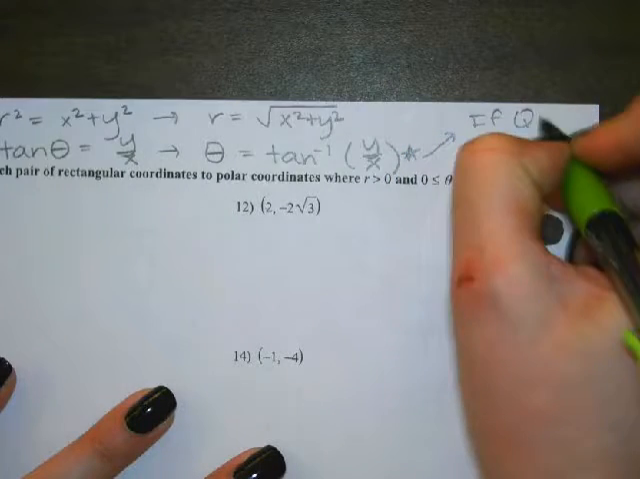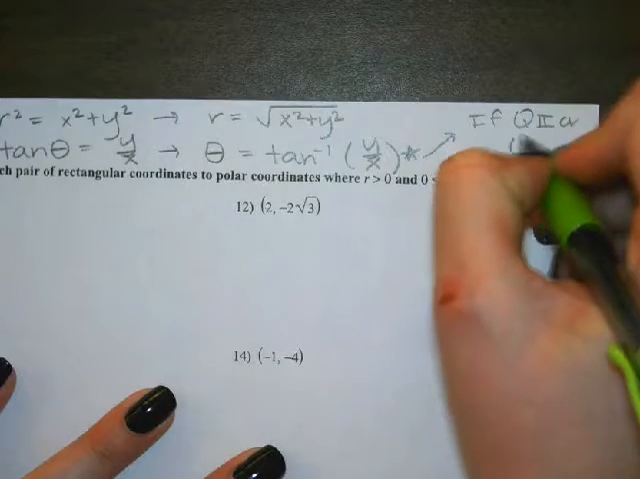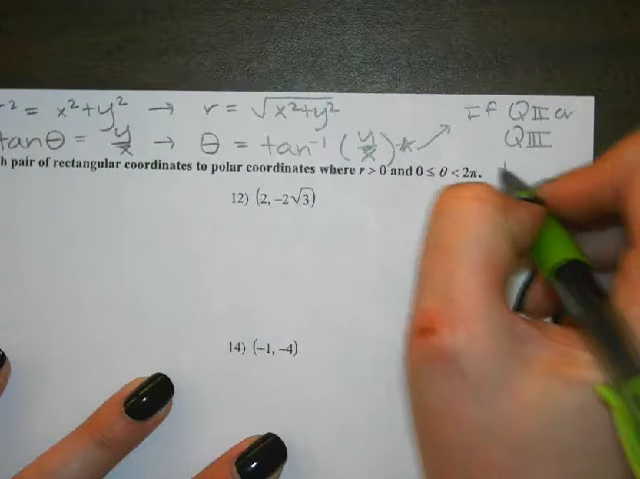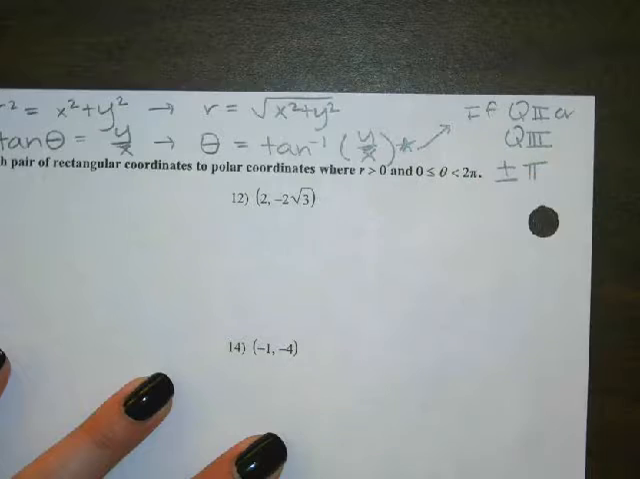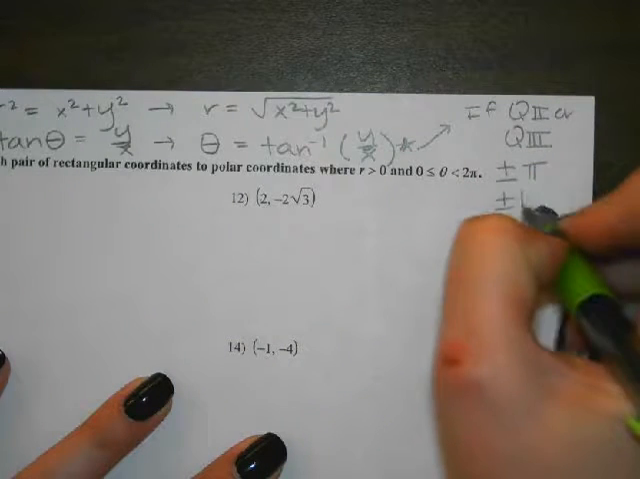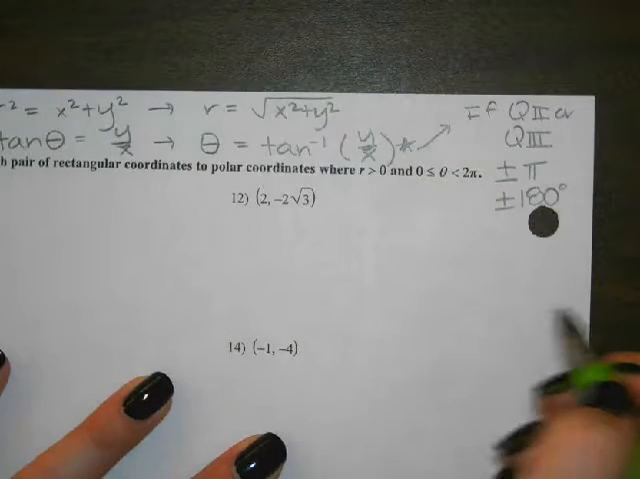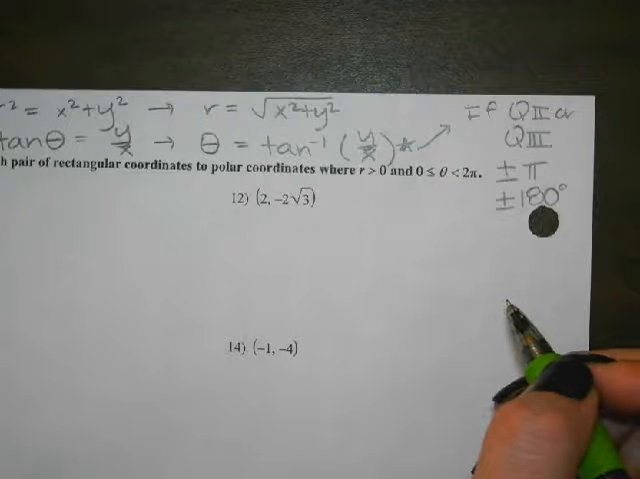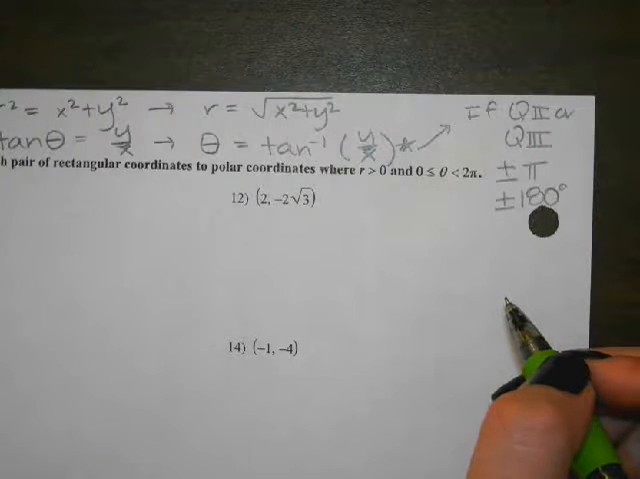If quadrant 2 or quadrant 3, we might have to add or subtract pi, or we might have to add or subtract 180 degrees. So for this side of the page, it is really important to know what quadrant your point is in, because it makes a big difference with which angle you put as your final answer. Okay? So the quadrant matters.